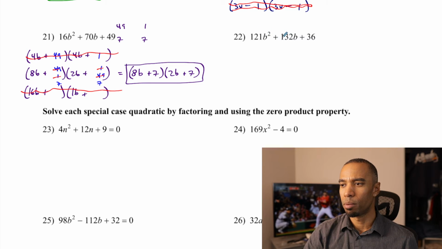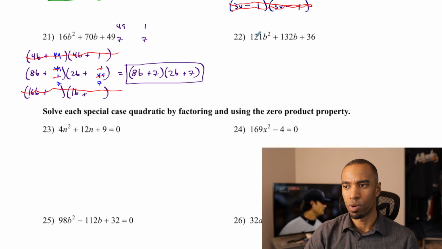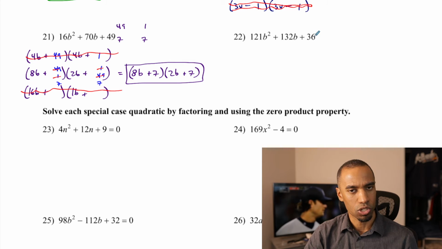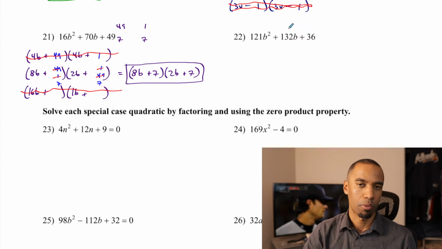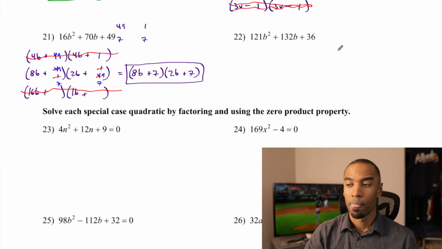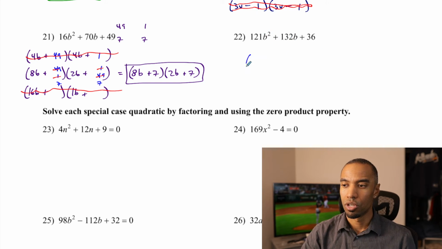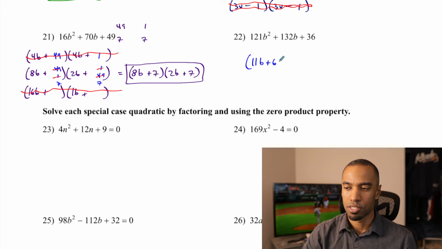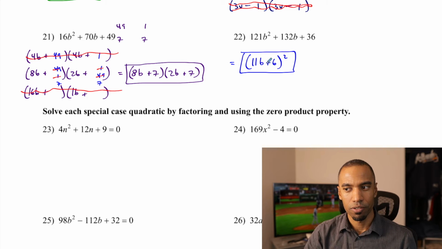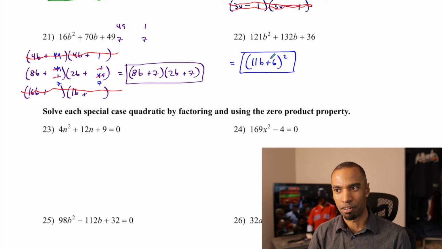And 121b squared plus 132b plus 36. Well, this is 11 squared and this is 6 squared. If 132 is double the product of 11 and 6, then I'd be good. 11 times 6 is 66. You double that, yeah, you get 132. So you know what this is? 11b plus 6 quantity squared. I'm done. See how long this one took versus that one there? That's where this thing can be done fast if you recognize.